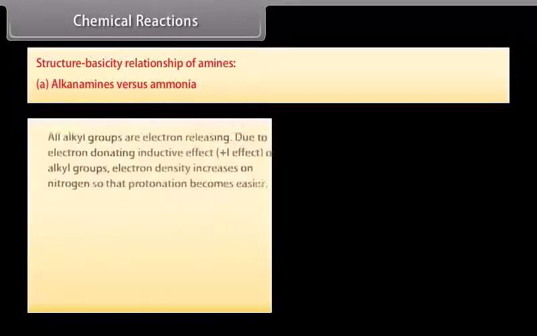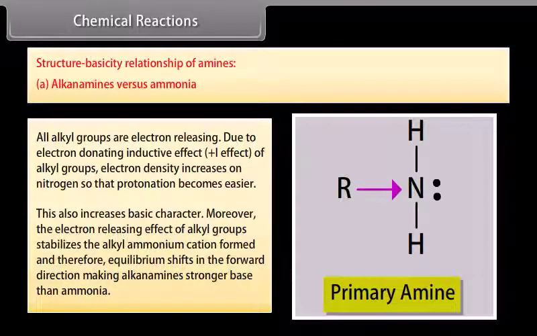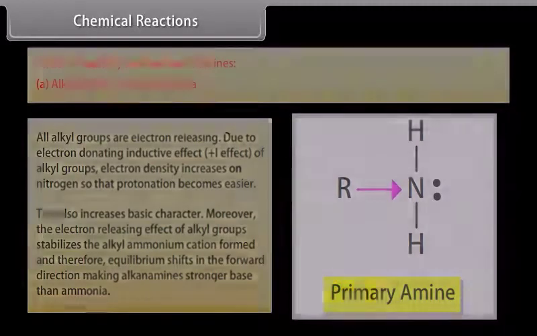Structure basicity relationship of amines. Alkylamines versus ammonia. All alkyl groups are electron releasing. Due to the electron donating inductive effect, that is the positive I effect of alkyl groups, electron density increases on nitrogen so that protonation becomes easier. This also increases basic character. Moreover, the electron releasing effect of alkyl groups stabilizes the alkylammonium cation formed, and therefore the equilibrium shifts in the forward direction, making alkylamines stronger bases than ammonia.